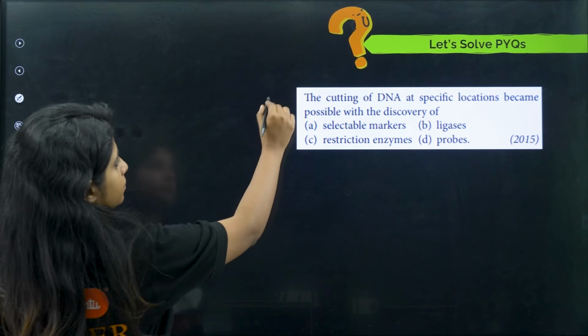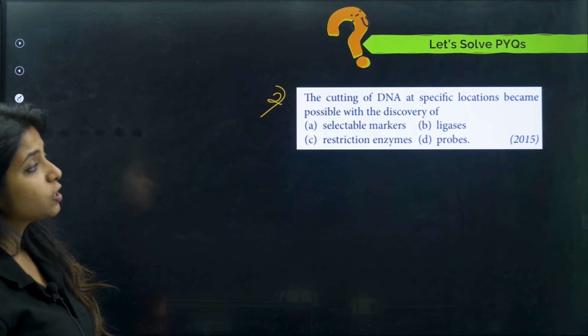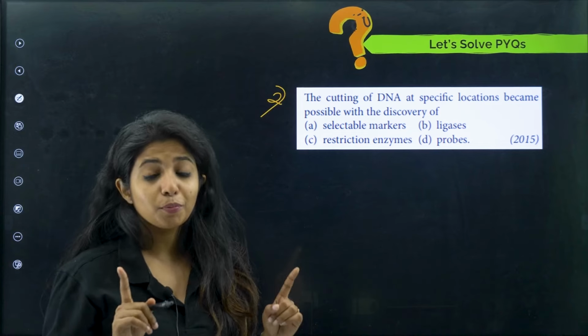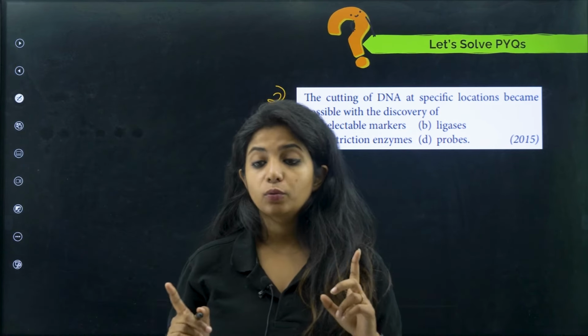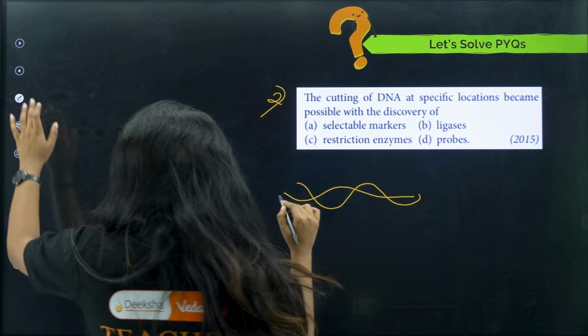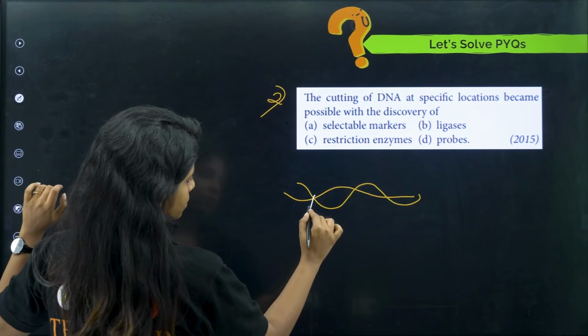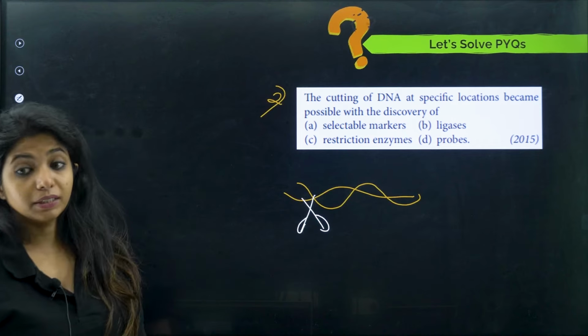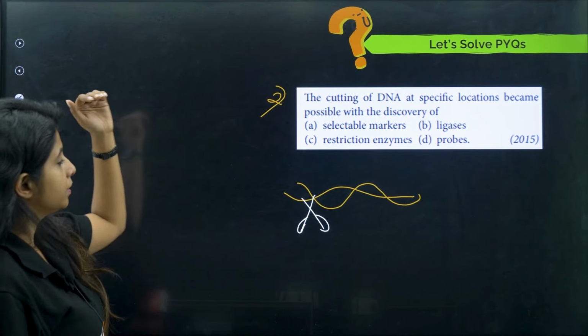Okay, next question. The cutting of DNA at specific locations became possible with the discovery of what? 2015, I told you this is an important, neat question. What was responsible for helping in cutting off the DNA strands? My dear children, what was it? Tell me.